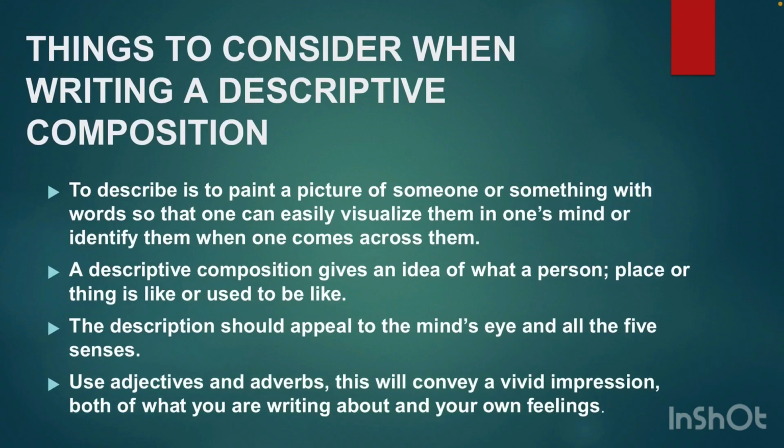Then the description should appeal to the mind's eye and all the 5 senses. So you have to use adjectives and adverbs. This will convey a vivid, clear impression, both of what you are writing about and your own feelings. For example, she was looking so beautiful. That's what they mean by appealing to all the 5 senses. When you say she looked so beautiful, he is so handsome, that is a descriptive composition.